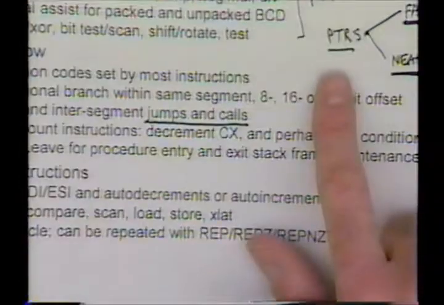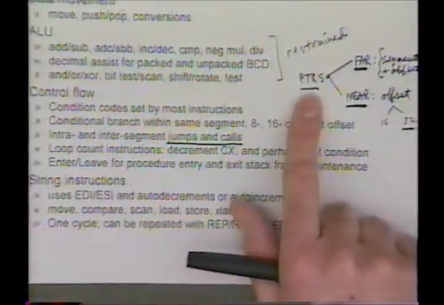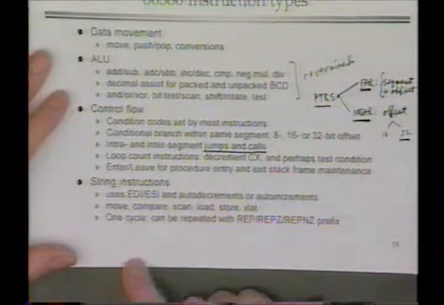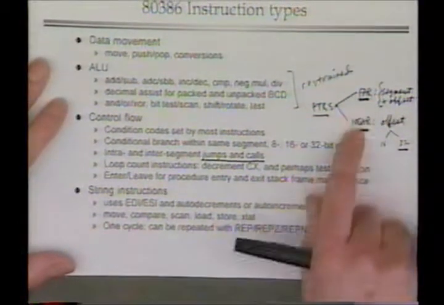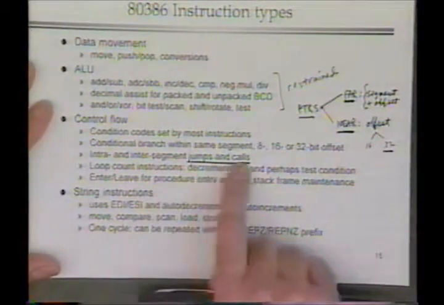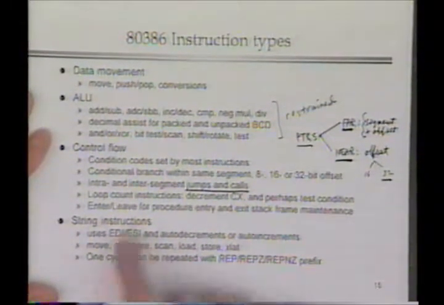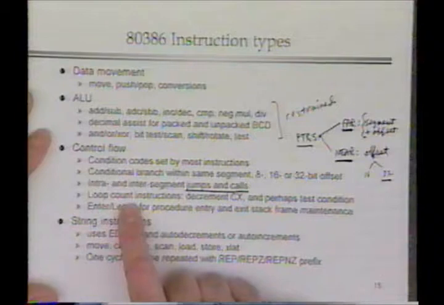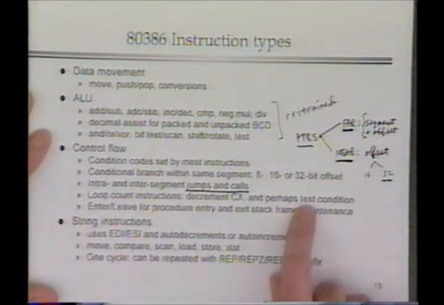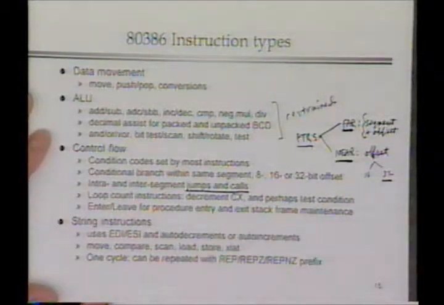There's a small diversion away from control flow into pointers in general, but that same distinction between far and near pointers applies to jumps and calls for doing intra and intersegment references. There's a simple loop count instruction that decrements CX and might also, in fact, test a condition, one of the condition codes, and branch back.